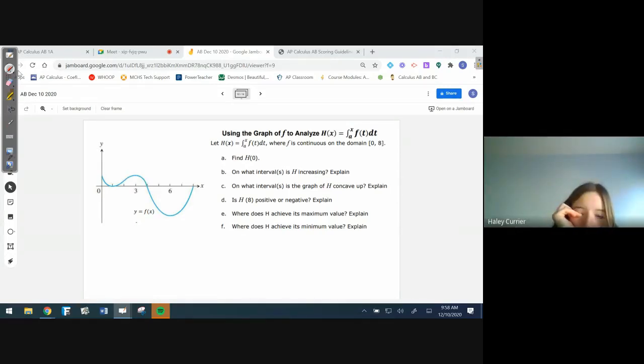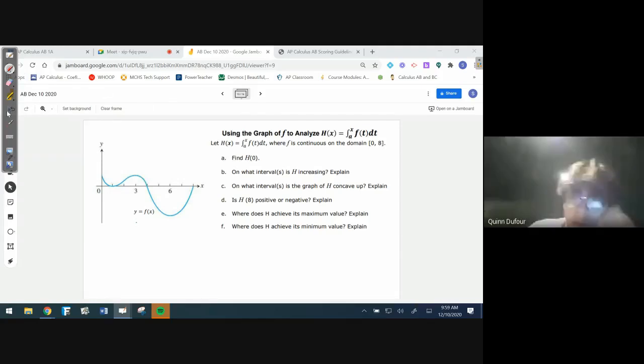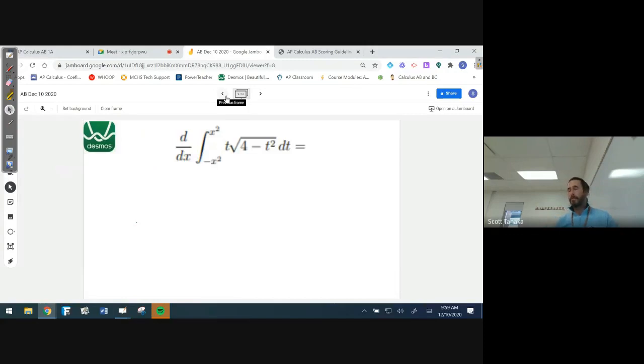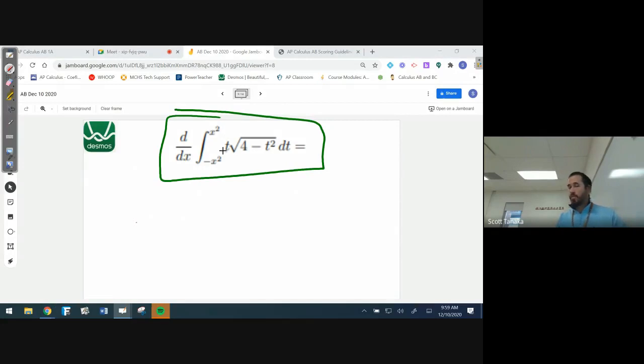How do you know when to start with the FTOC or when you should just start taking the antiderivative? Oh, great question. Remember, I taught you in a video how to do this problem the long way. The real way to do this problem is you do the integral, then take a derivative. That's what this one asks you. But that's way too much work. So for these problems, we use a shortcut, and the shortcut is we go straight to the FTOC. So to answer Ms. Currier's question, when you take the derivative of an antiderivative, you go straight to the FTOC.